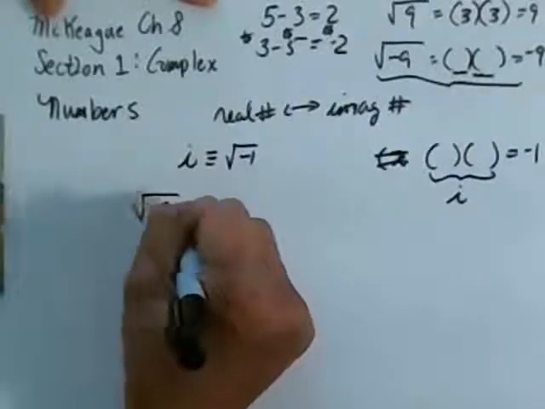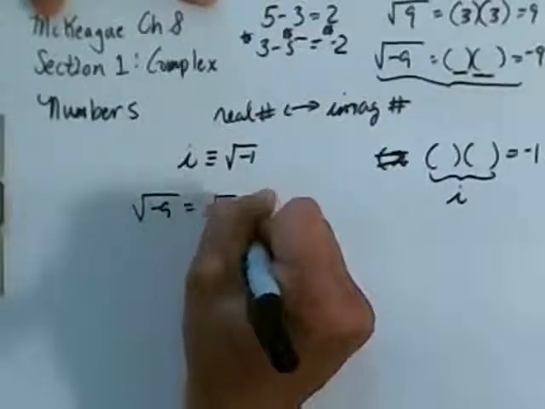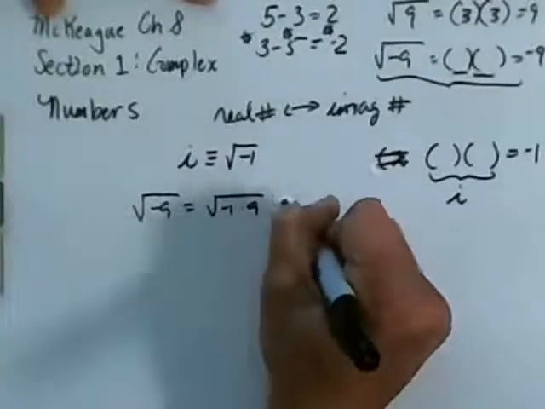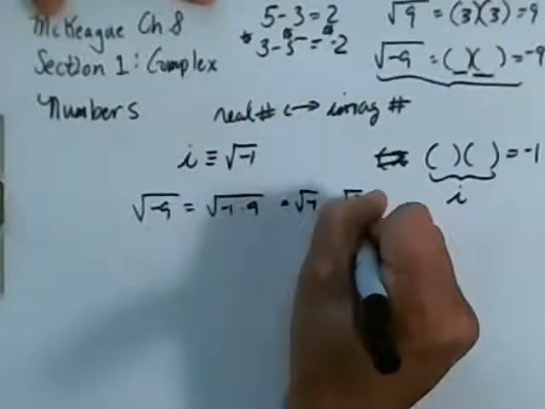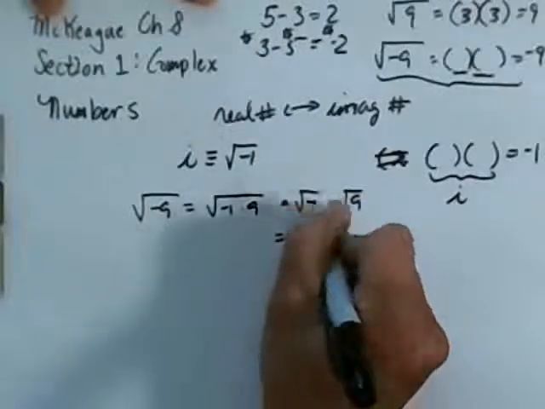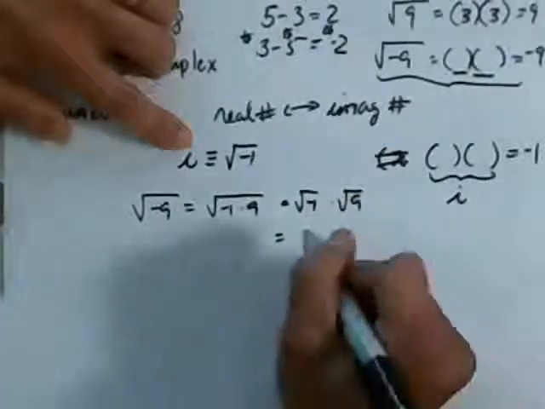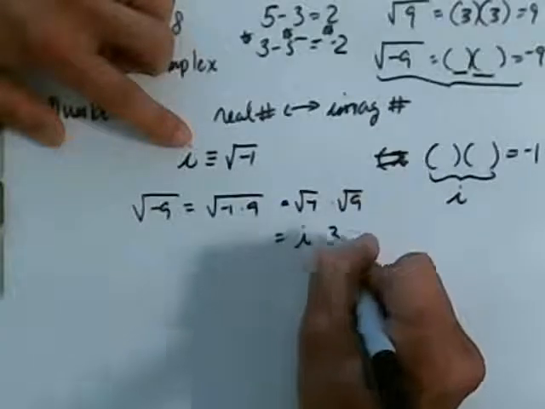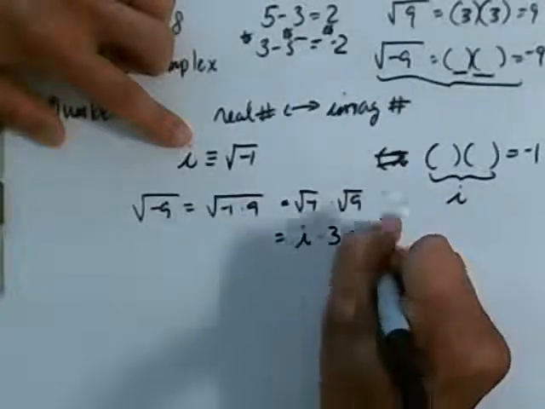So let's start with this problem again. Square root of negative 9, that's the same thing as square root of negative 1 times 9. We break that out. That becomes square root of negative 1 times the square root of 9. And square root of negative 1, by definition, is i. And square root of 9 is 3, so you have 3i.